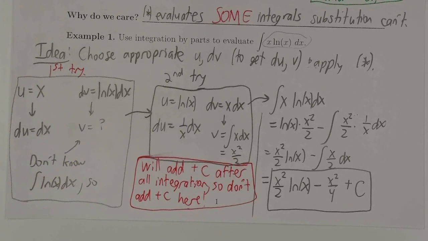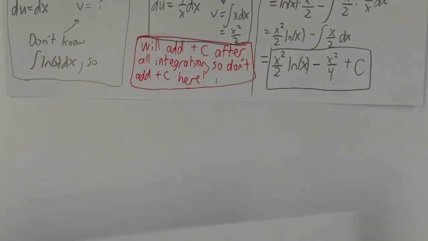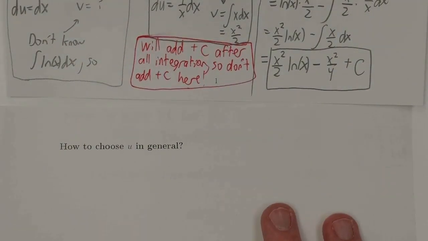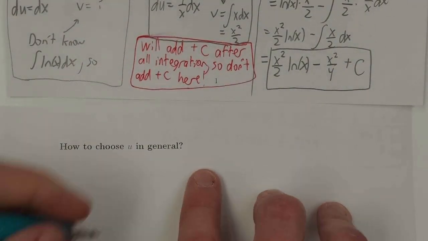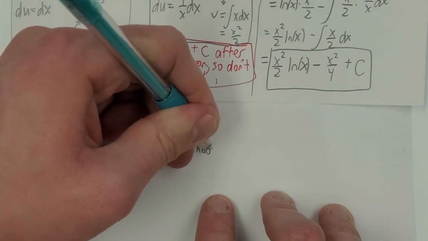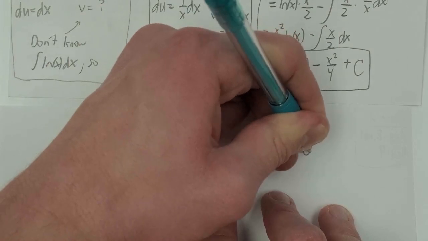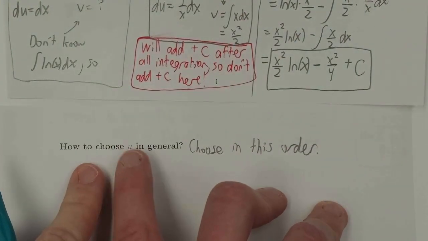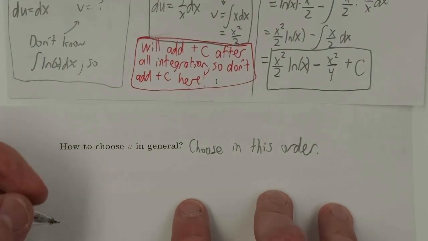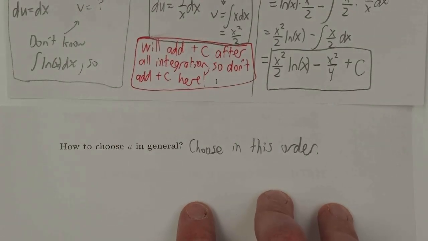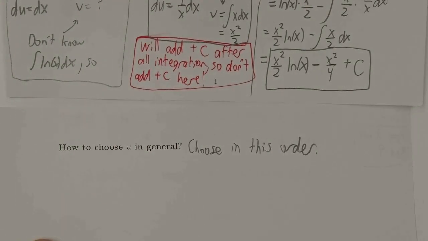Okay. So now you might think, all right, well, this seems kind of crazy. How do I choose u and dv in general? So let's get into that. If we want to choose u in general, we have to choose in this order. But thankfully, there's an acronym that lets us do exactly that. So let's talk about it.